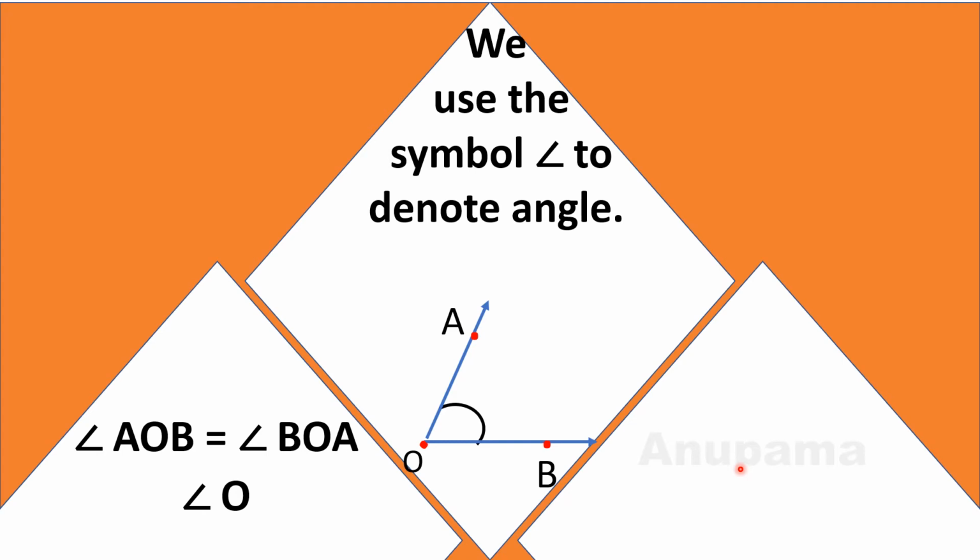There is one more way to write an angle. We can write it by a small letter. Here we can give the name a small letter x and we will write angle x. Instead of a small letter we can give the name of any number also, and it is angle 2.